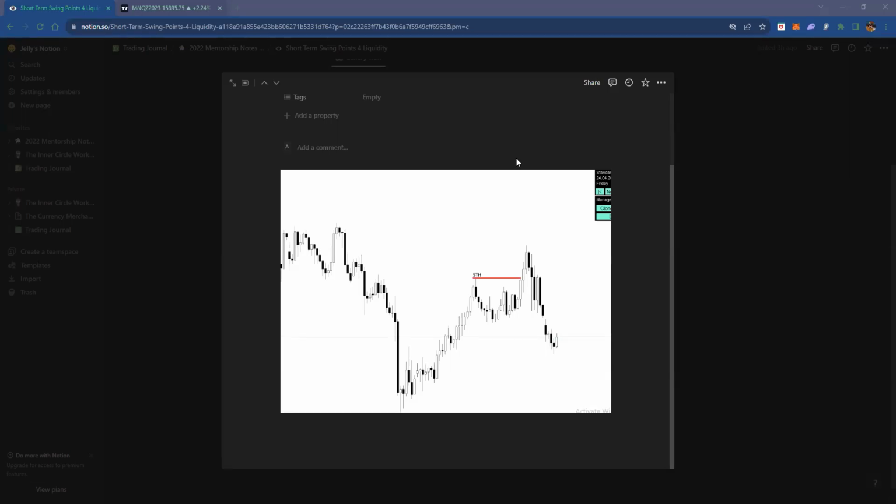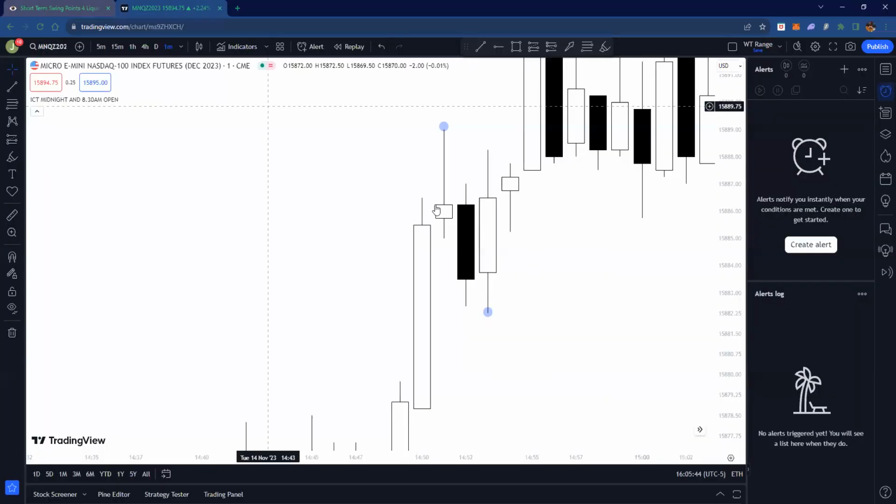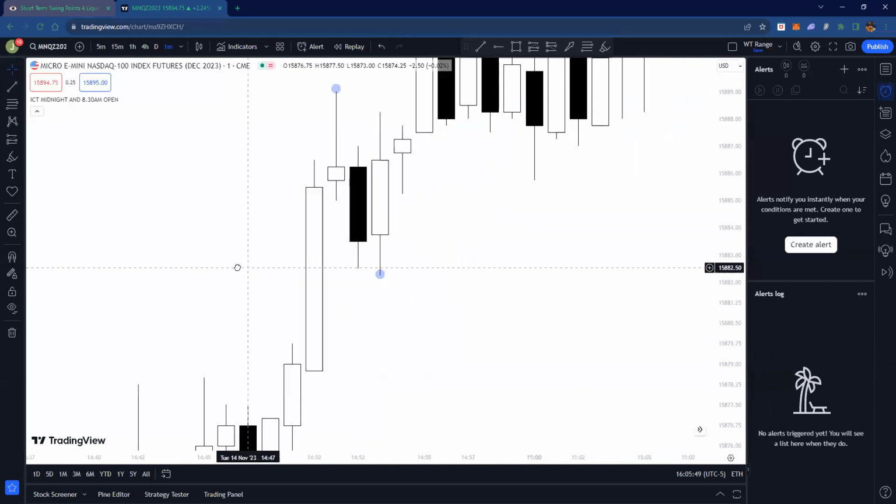It's Jelly Trades, and today we're going to be talking about short-term swings. Basically using those for high probability liquidity, and I'm also going to be talking about the intermediate swing highs and swing lows. Let me just jump straight into it with elementary swing points, just normal swing highs and swing lows.